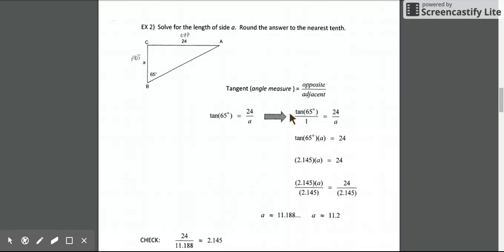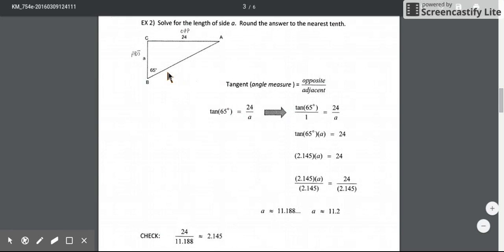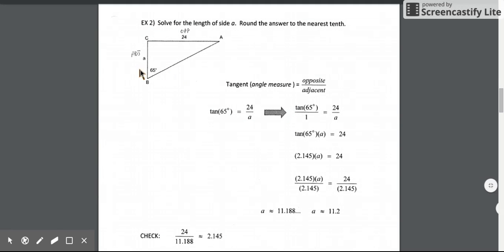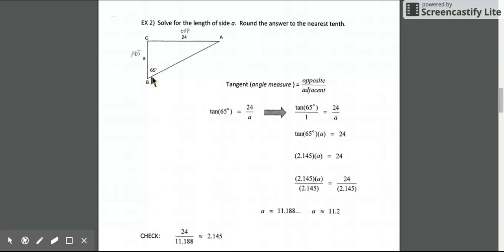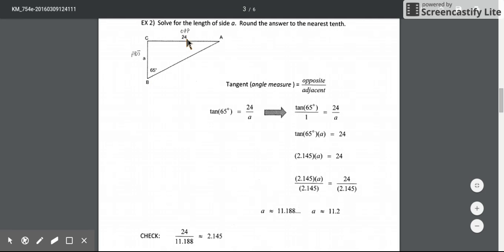We can try out another one just to check and make sure we can do it. So again, we're solving for side length A. We know angle B measures 65 degrees. So the opposite side length from that angle would be the side length 24, and the adjacent side would be side length A. So when we substitute everything into our TOA equation, the tangent of 65 degrees should be equal to the opposite side, or 24, over the adjacent side, or A.